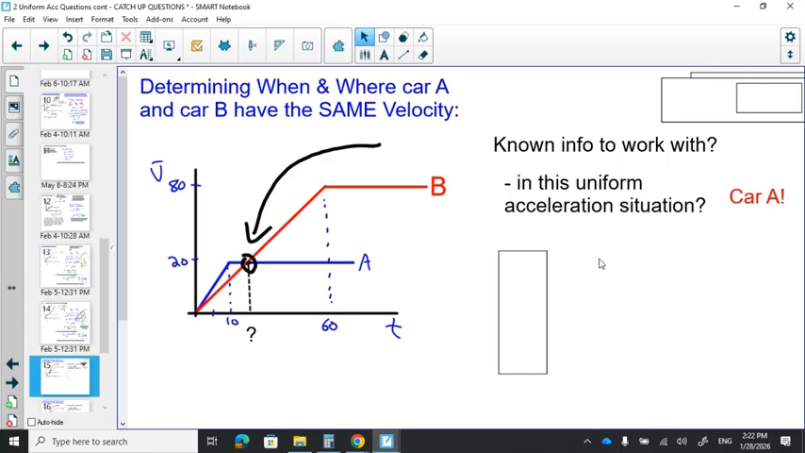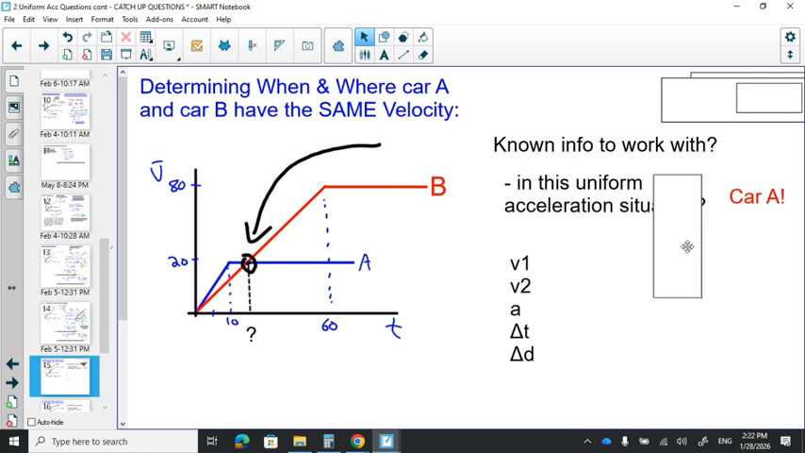So what do we know about car A? You're pausing, you're thinking, and then if I remind you of the key variables we're talking about in uniform acceleration, v1, v2, acceleration, delta t, and delta d, then maybe you start to put some numbers in. The initial velocity is 0, right? The final velocity is 20. Acceleration is the 80 over the 60, right? We've got all three of those in there. You can solve for the delta t and the delta d. So that actually can give you when and where, right?